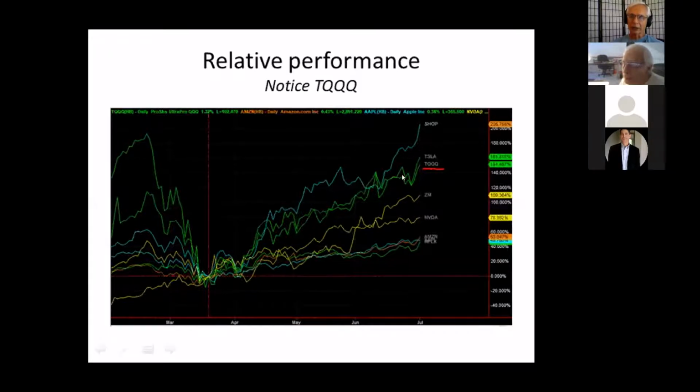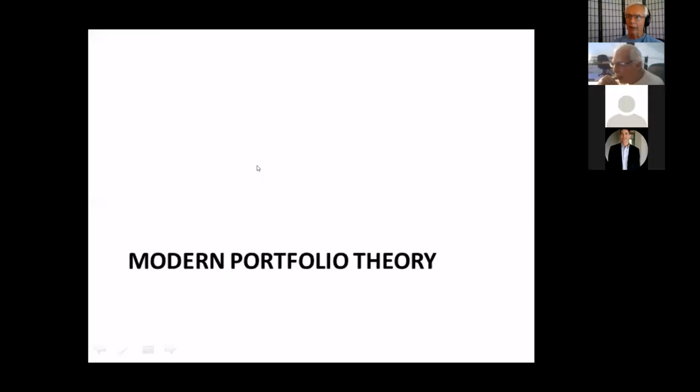You can see on this chart here a comparison of various stocks: Zoom, NVIDIA, Amazon, Netflix. All of those are stellar stocks from the March low to now. Those things are really, really good. But when you look at TQQQ, it's pretty much beaten all of them. It basically comes close to Tesla, and it isn't quite as dynamic as Shopify. So from a trader standpoint, it's got the best of all worlds. But maybe there's a better way. What about using modern portfolio theory?